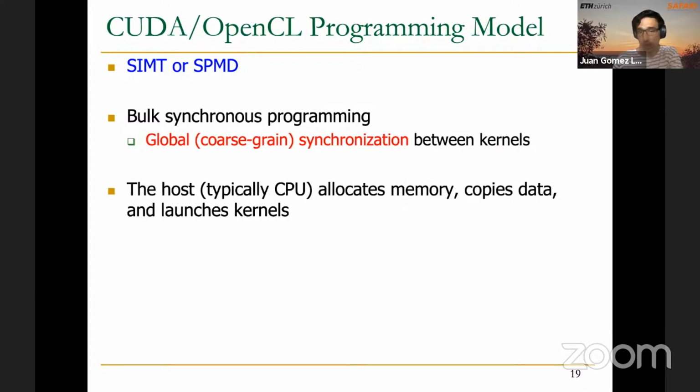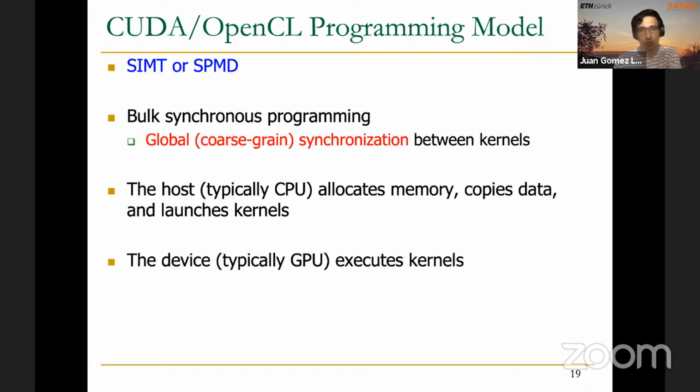So the host, typically the CPU, allocates memory, copies data, and launches kernels. So we still have a main CPU thread that controls everything and decides when to offload the computation to the GPU memory. And then we have the device, typically a GPU, that executes kernels. One thing to clarify here, why do we say typically CPU or typically GPU? In case of CUDA, I think there is no difference. I mean, we always have a host, which is a CPU, and a device, which is an NVIDIA GPU.